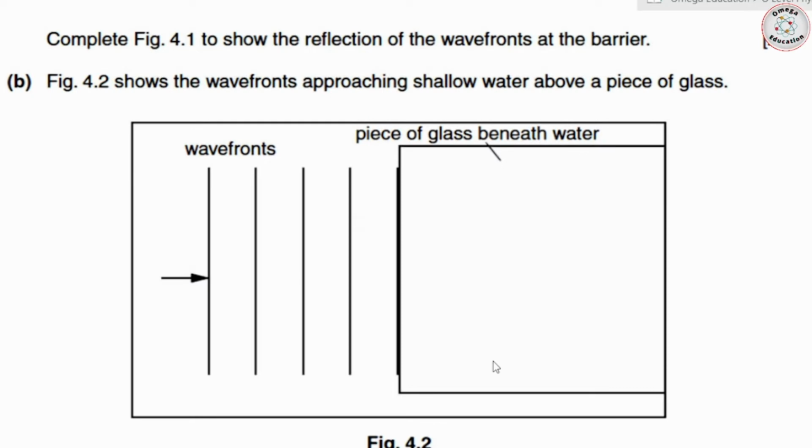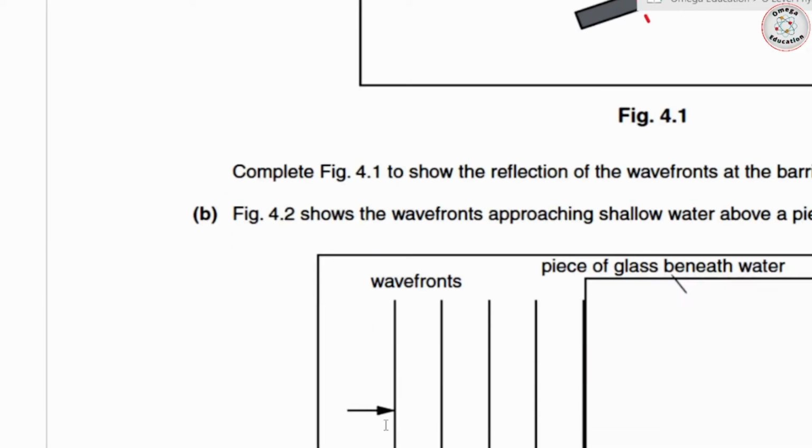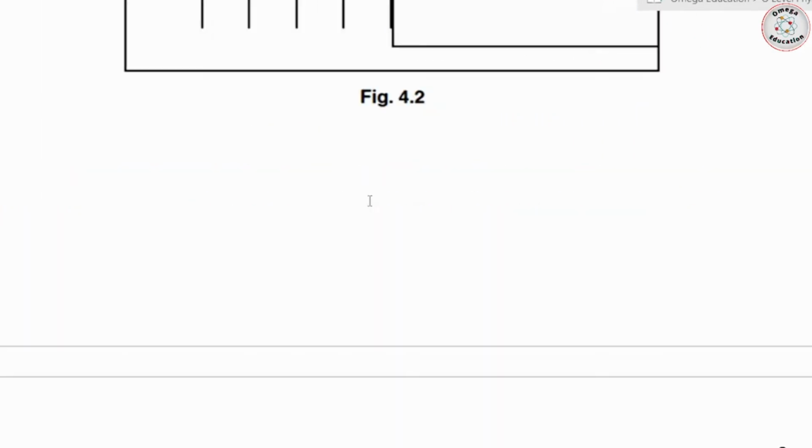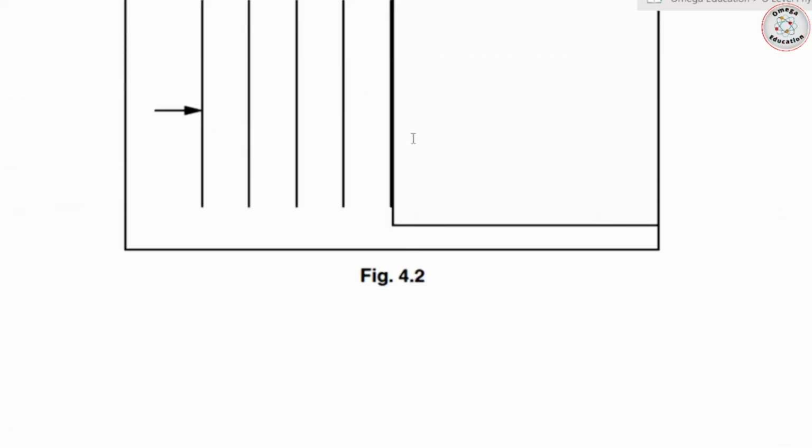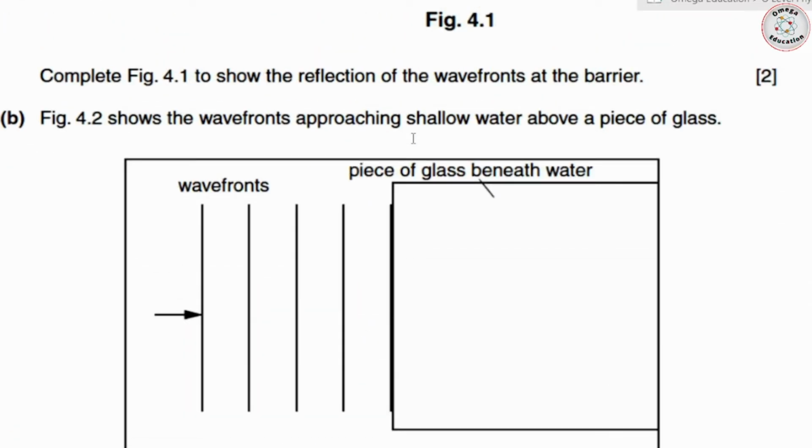Figure 4.2 shows the wavefronts approaching shallow water above a piece of glass. And the wavefronts are shown over here. Then you have a piece of glass beneath the water. You need to show the wavefronts of the refracted waves. Complete figure 4.2 to show the wavefronts in the shallow water. All right. So once the water changes the depth, the process of refraction occurs, not the process of reflection.